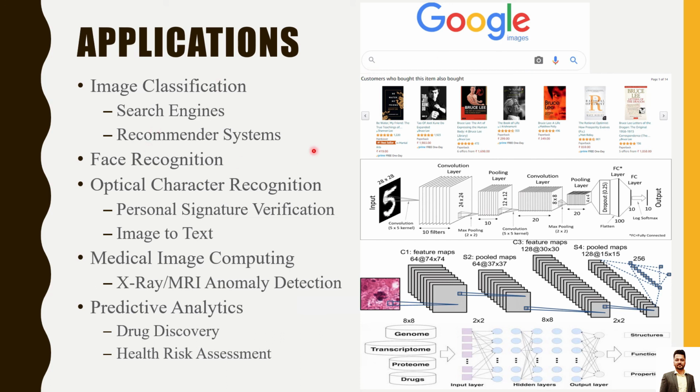And similarly for the recommender system, let's say that you searched for a Bruce Lee book on the Amazon website, and the recommendations also come with this: customers who bought this item also bought these following books. In face recognition, the face images are used with CNN, and the person's identity is recognized.